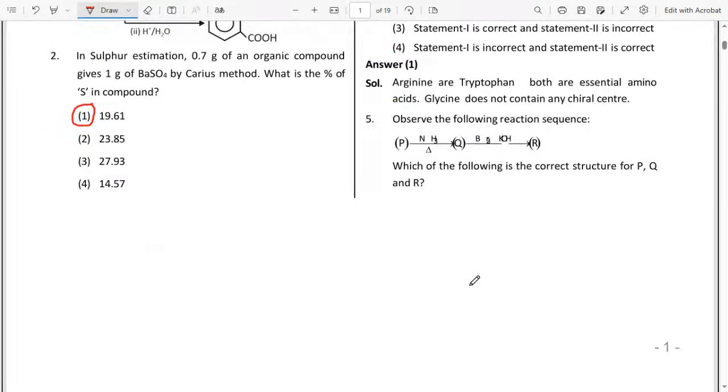Next, question number 5. Observe the following reaction sequence. Yes, P upon ammonolysis gives Q. This upon bromine KOH gives R. Which of the following is the correct structure for P, Q, R? So what is happening? When an acid is treated with ammonia and heated, it is going to give an amide. Amide upon bromine and KOH, Hofmann bromamide rearrangement, gives an amine.